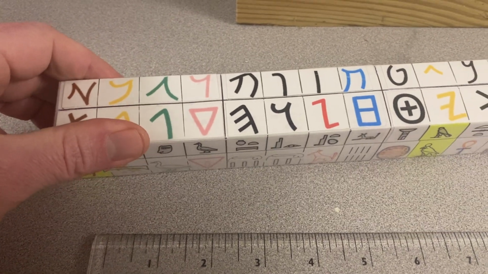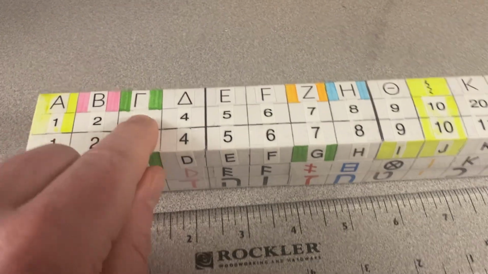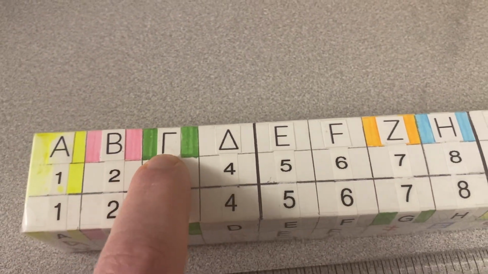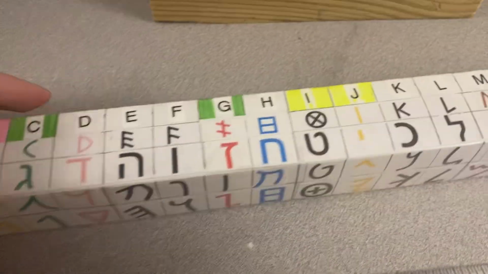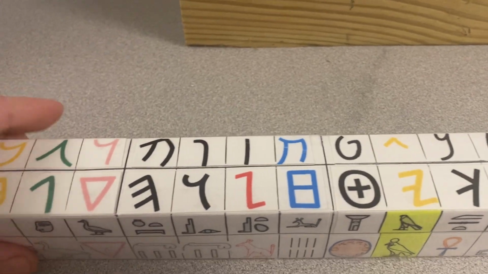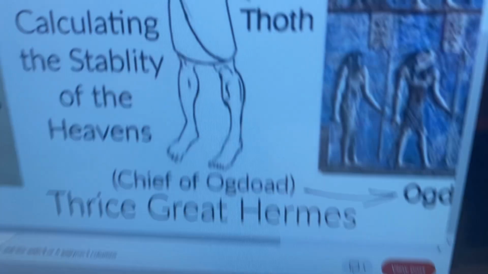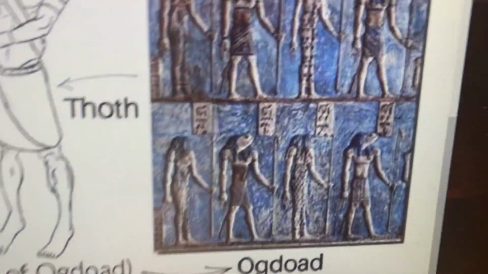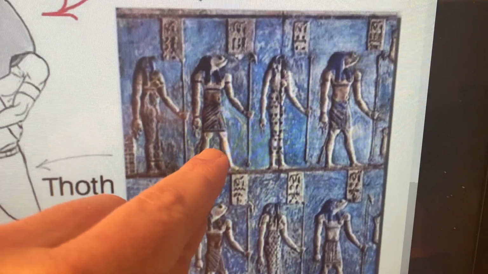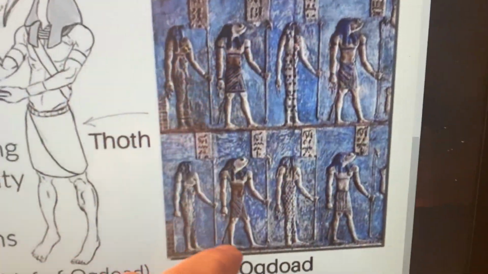But then by the time the Greeks got to the alphabet, they made it at a 90-degree angle. So that's where G comes from. Now H is the 4 Ogdoad gods, which we can see over here. There are 4 frog-headed male gods and 4 snake-headed female goddesses. So this is where letter H comes from.